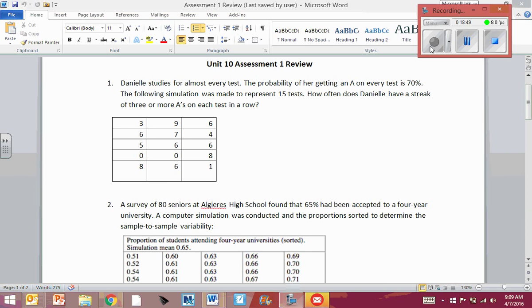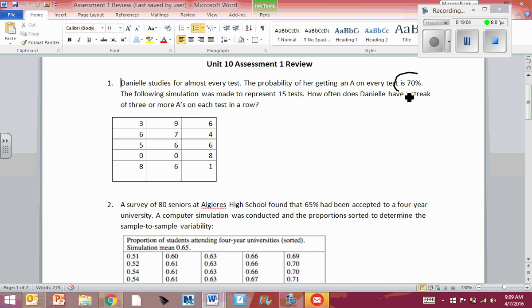We're dealing with statistics again, which is where it should have been. That's what we left off in the last one with standard deviation, that kind of thing. Danielle studies for almost every test. The probability of her getting an A on her test is 70%. Circle that 70%. That's going to be important. The following simulation was made to represent 15 tests. Each number represents one of the tests. How often does Danielle have a streak of 3 or more A's?